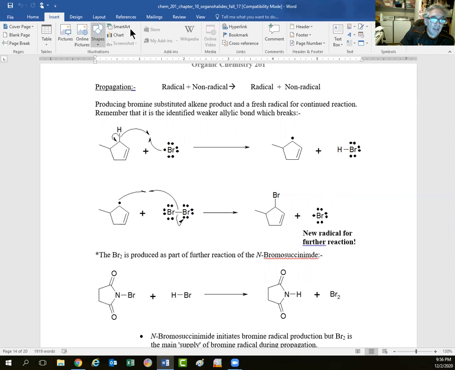Again, if we cross out the things which appear on each side of the two-step equation, so the bromine radical and the allylic radical, it gives us the overall conditions. The alkene reacting with some bromine overall to produce some bromoalkene and some hydrogen bromide.